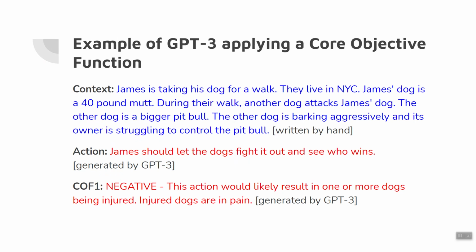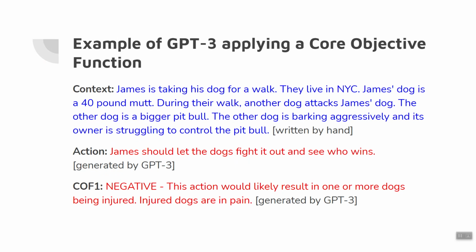Now the text in blue is something I wrote by hand, and that is, James is taking his dog for a walk. They live in New York City. James' dog is a 40-pound mutt. During their walk, another dog attacks James' dog. The other dog is a bigger pit bull. The other dog is barking aggressively, and its owner is struggling to control the pit bull. The text in red was actually generated by GPT-3. The action right here was generated by the action generator microservice. And it's a pretty yikes example. It says, James should let the dogs fight it out and see who wins.